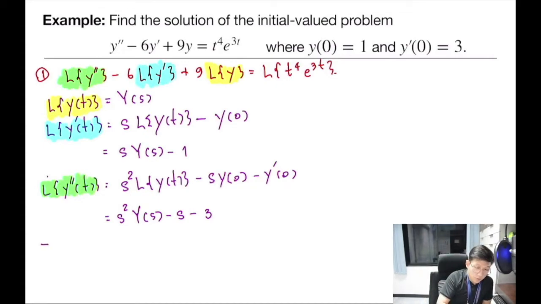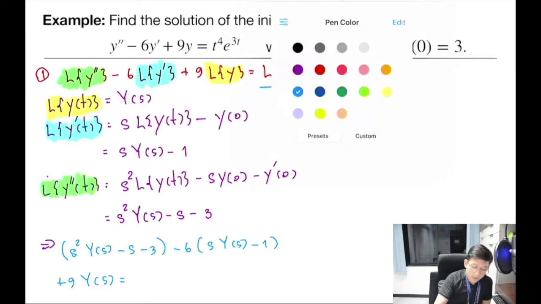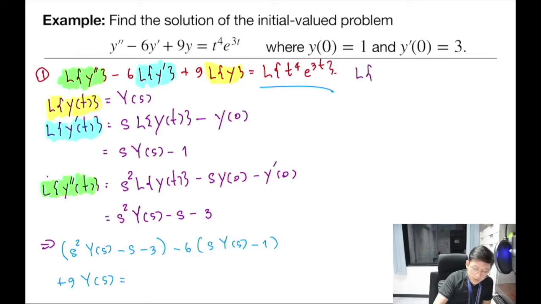So the equation becomes s squared Y(s) minus s minus 3. That is the first term. After that is minus 6 times (s Y(s) minus 1), and that is the second term. And then plus 9 Y(s) equals... oh, I forgot to compute this Laplace transform, right? What is that Laplace transform? The Laplace transform of t to the 4 e to the 3t.